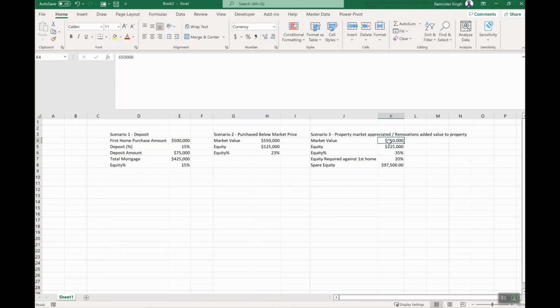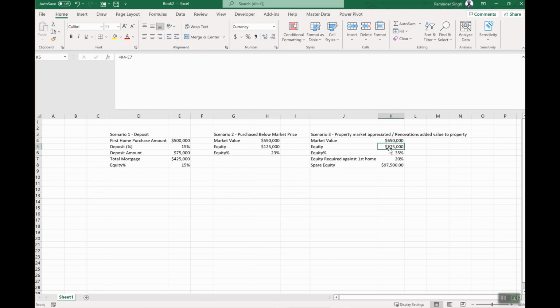Now how does equity help you in your investment journey? The purpose of equity is that in this case you've got an equity of $225,000. Generally banks are required to keep 15 or 20%, depending on which bank or mortgage broker you're dealing with. Banks require you to keep 20% of equity against your first property.